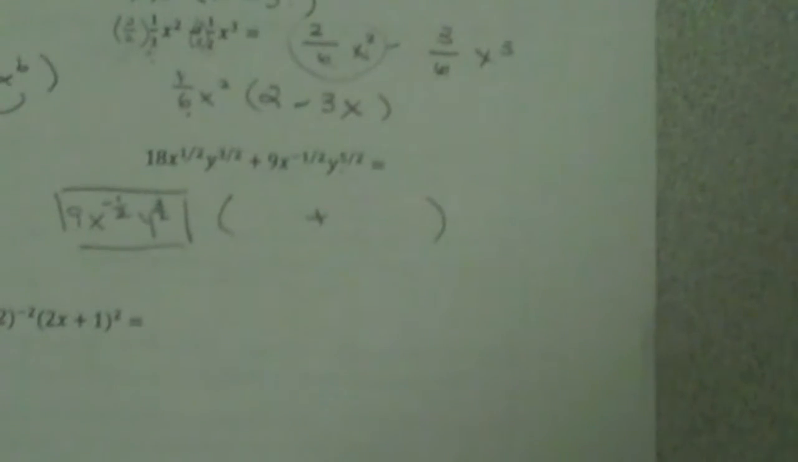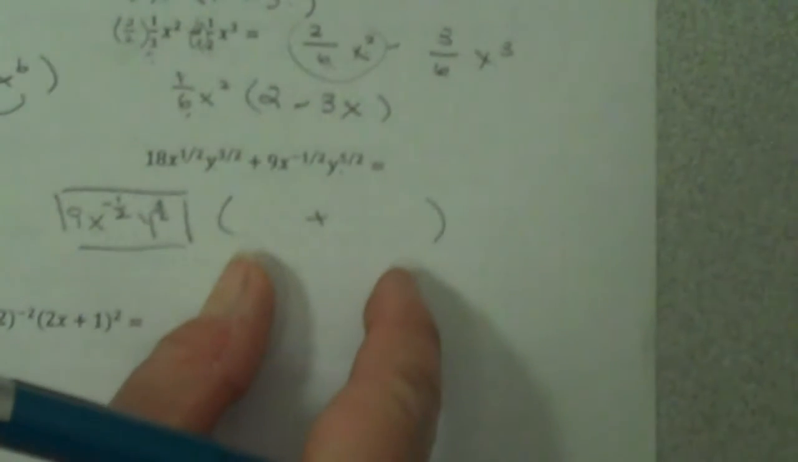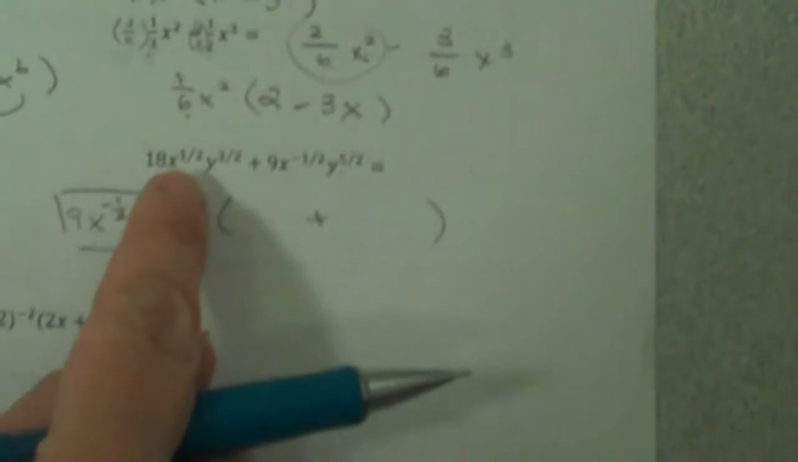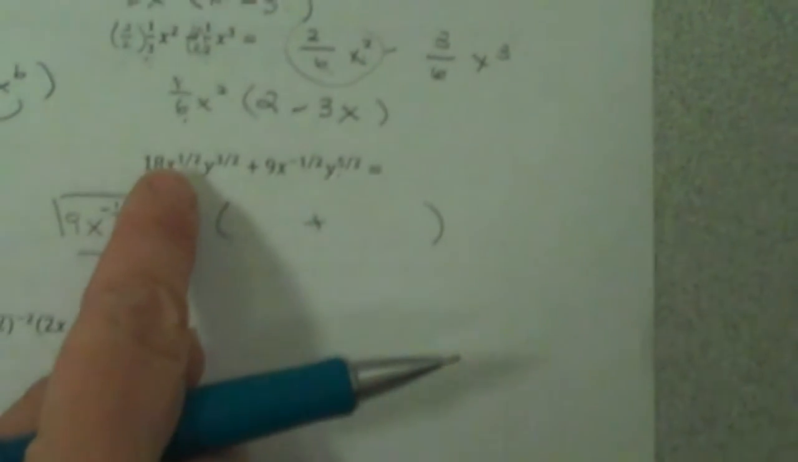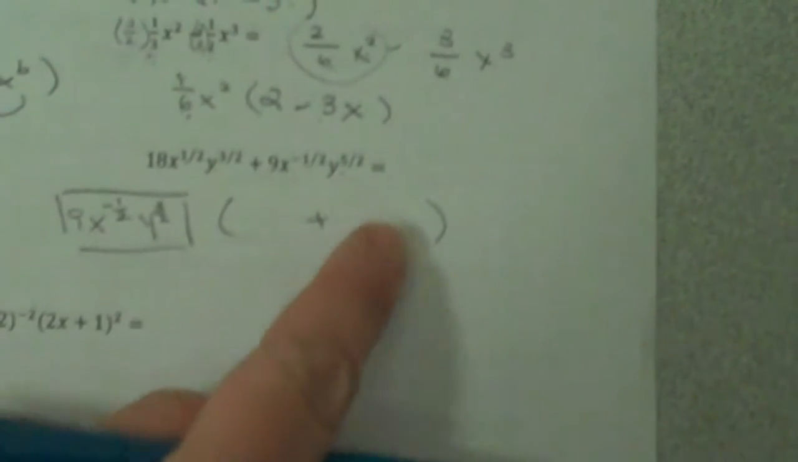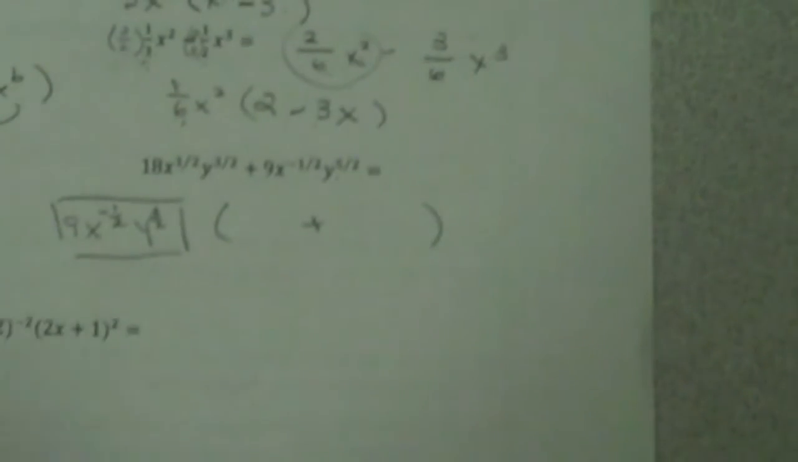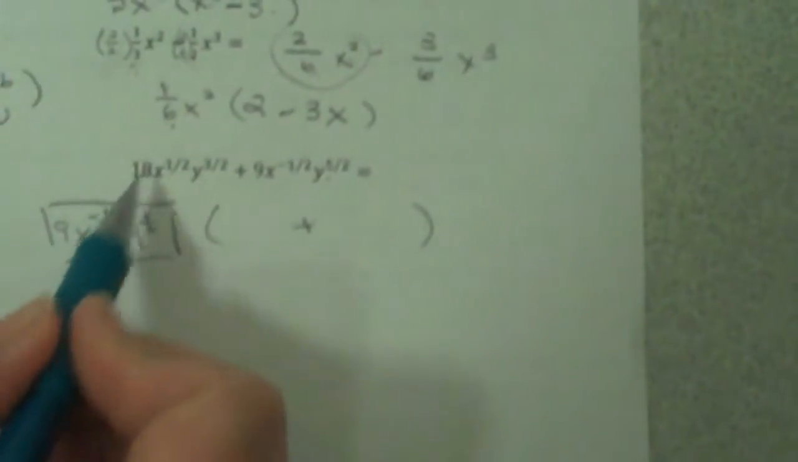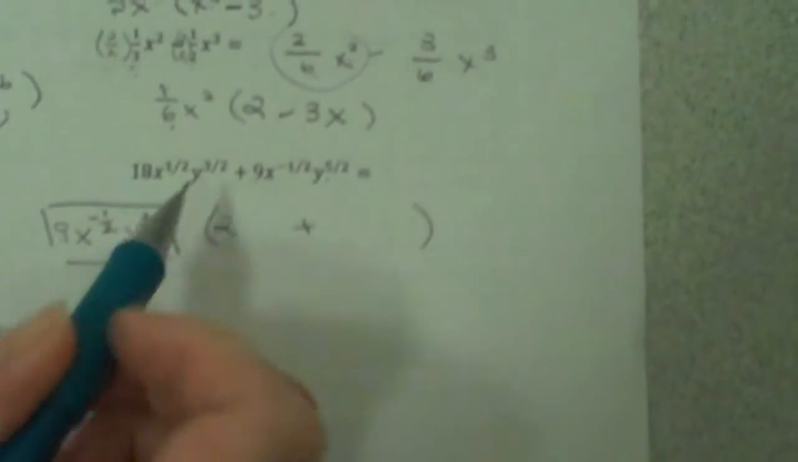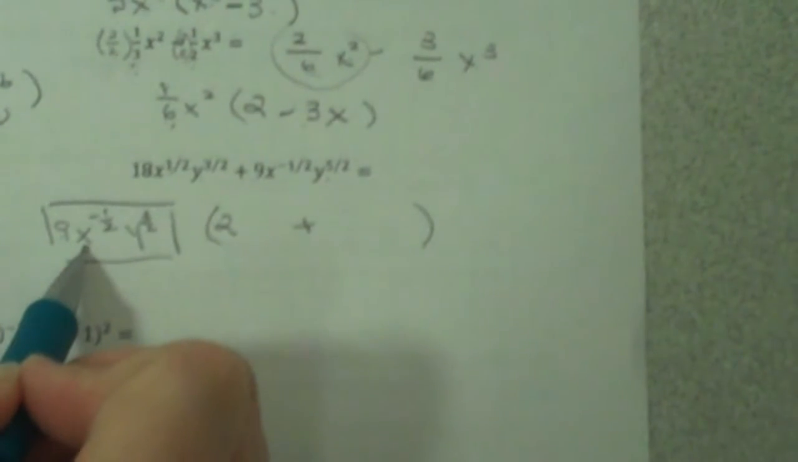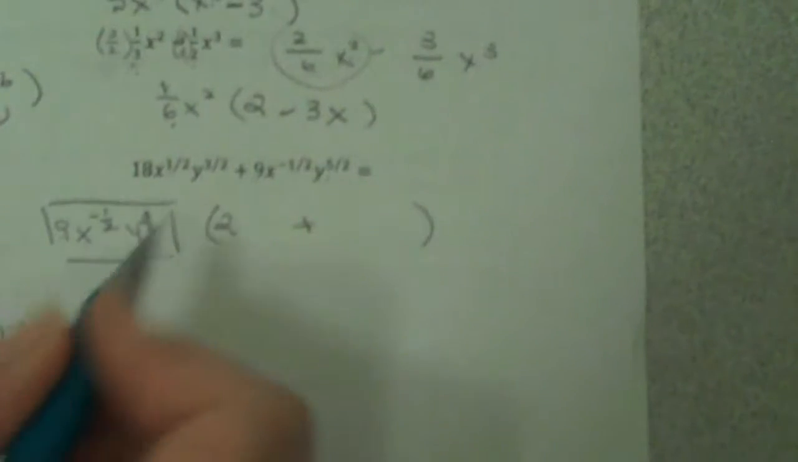So a common mistake when we go into here is to think that the x has got to be left first and the y has got to be left second. That's not necessarily true. We have to look at each problem on its own to figure out what's left where. So we want to only focus on this first piece here, and we want to just take 18 divided by 9, x to the 1/2 divided by x to the negative 1/2. So I'm going to subtract my exponents.